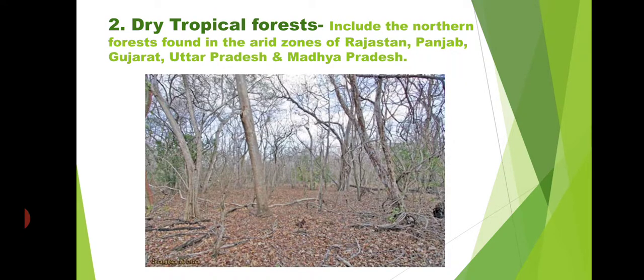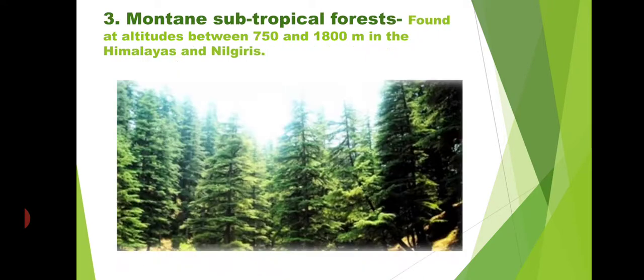And next we can see the dry tropical forest. Here we can see the deciduous condition; it includes the northern forest found in the arid zones of Rajasthan, Punjab, Gujarat, Uttar Pradesh and Madhya Pradesh. So it comes under the second category of forest, the dry tropical forest.